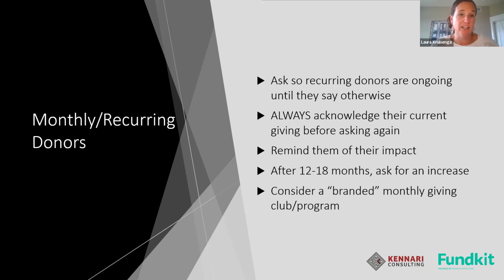If it's not, I'd encourage you to consider going to that, but then you might have to adapt these if it's not. The most critical thing with your recurring donors is to always acknowledge their current giving before you ask again. I think this is the biggest mistake that nonprofits make, in that they don't segment out their recurring donors who are already giving to you every month.